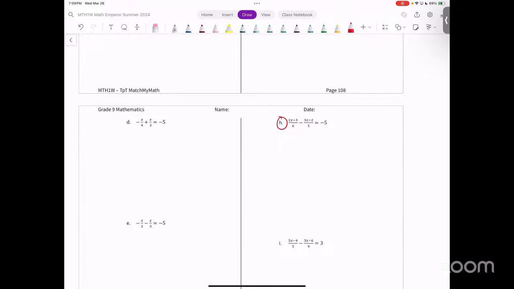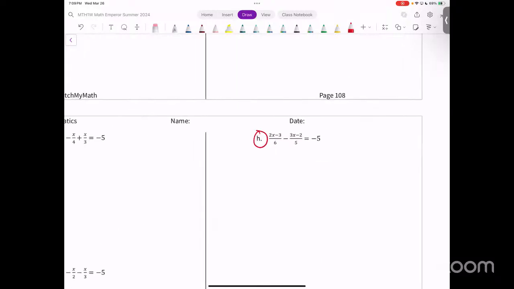Okay. You understand what I'm talking about? I put 30 for each term like this. Do you see that? Okay. That's exactly what I want.